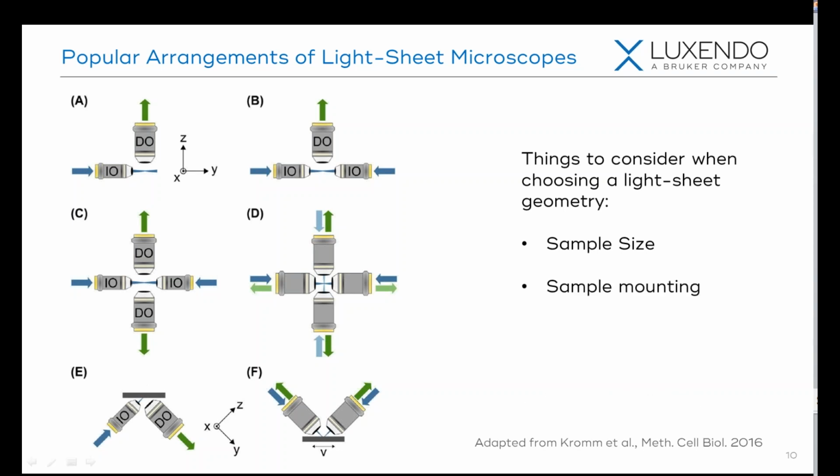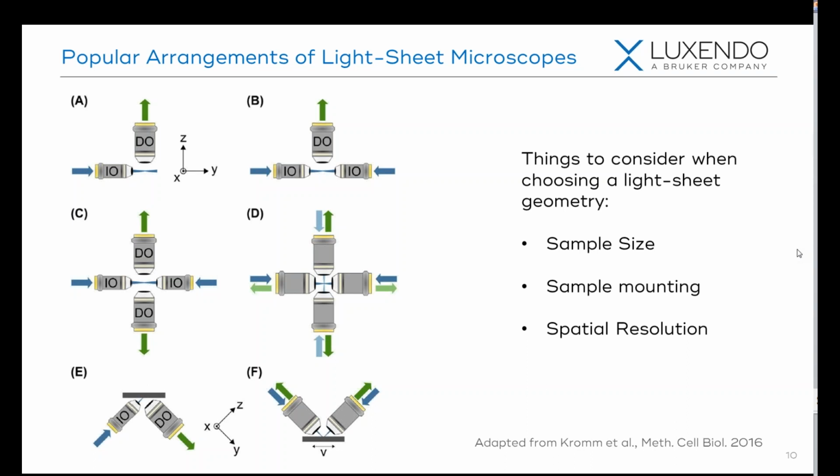The second is sample mounting. This again depends on the geometry. A lot of light sheets use water immersion objectives for their optimal properties of long working distance and high numerical aperture. But again, the geometry will dictate how your sample has to be mounted in order to fit between the illumination and detection scheme.